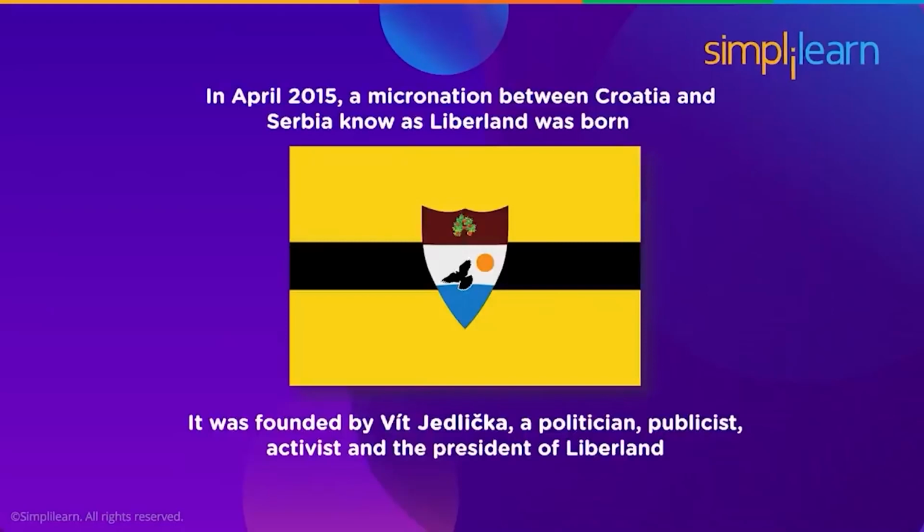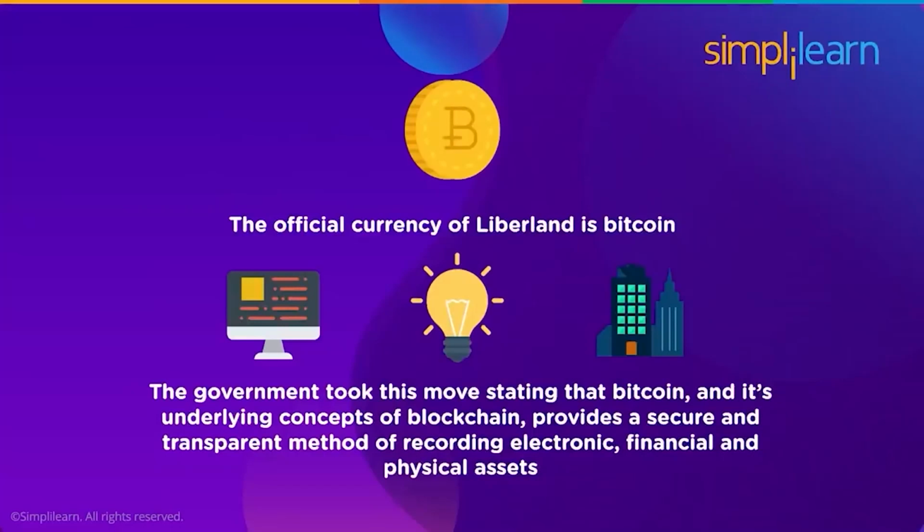Liberland. Now, in April 2015, a micronation between Croatia and Serbia known as Liberland was born. Now, this was founded by Vid Jelka, a politician, publicist, activist, and the president of Liberland. Now, the official currency of Liberland is Bitcoin. Now, the government took this move believing that Bitcoin and its underlying concepts of blockchain provide a secure and transparent method for recording electronic, financial, and physical assets.